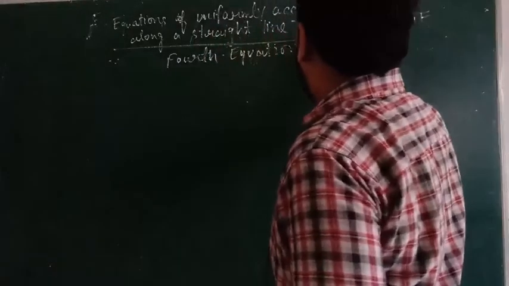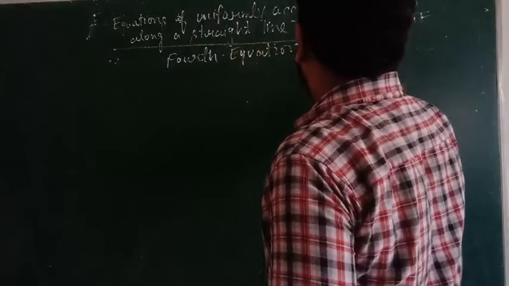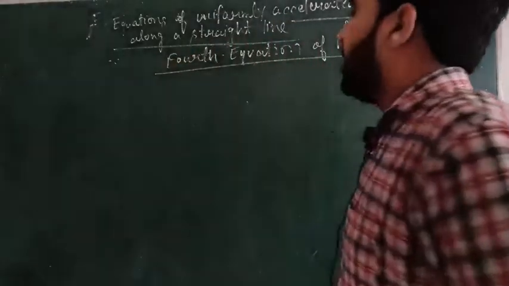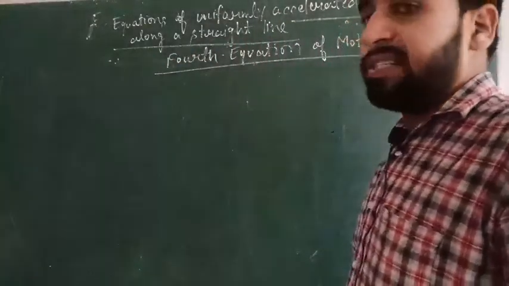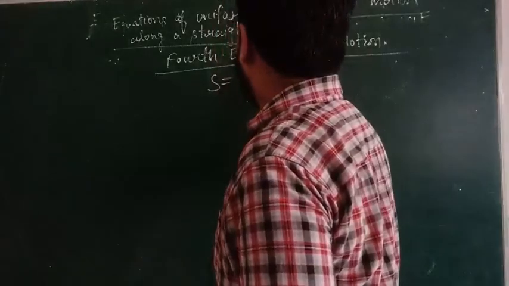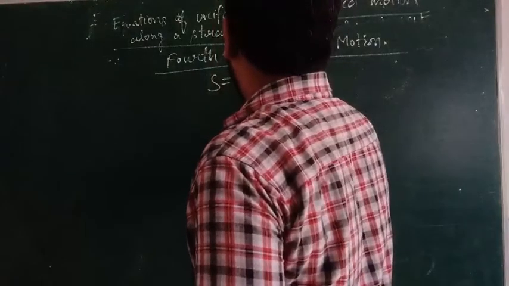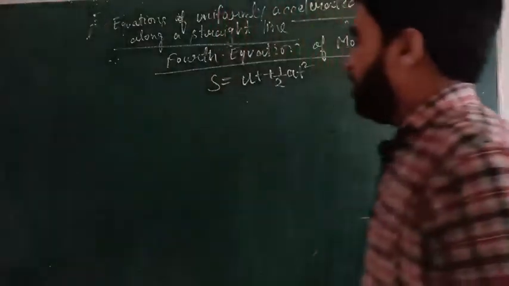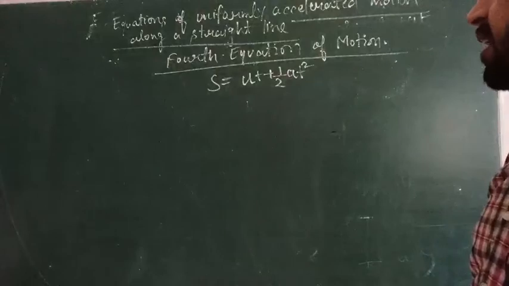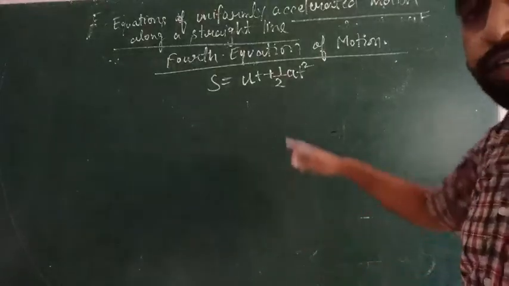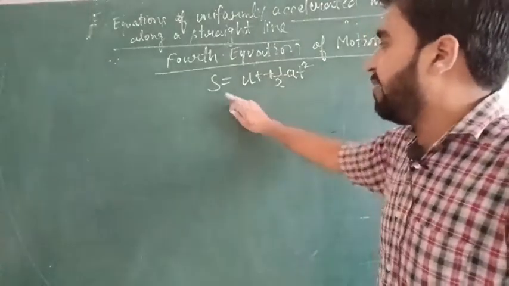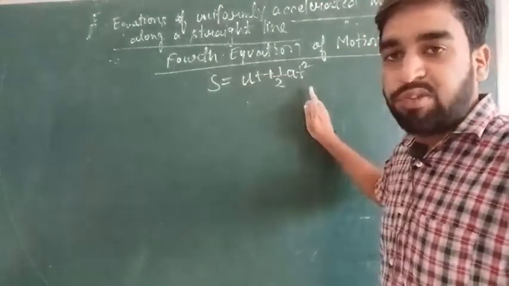Fourth equation of motion. It will tell us the distance traveled in the nth second. What is the total distance traveled in t second? We already know the formula, S is equal to ut plus half at square. Now suppose if I ask you what is the distance traveled in n second? In t second, suppose we have to calculate the distance traveled in t second, we will write S is equal to ut plus half at square.